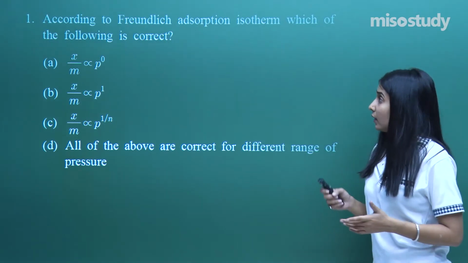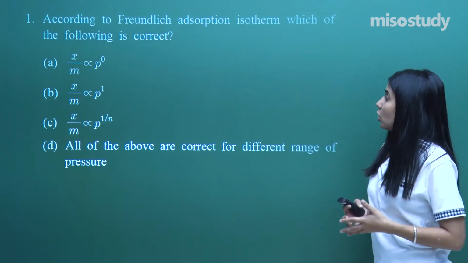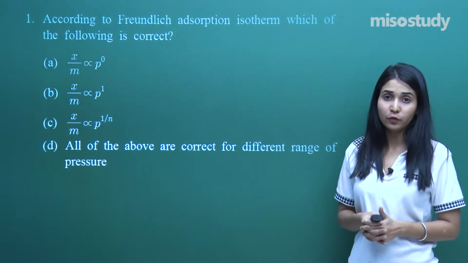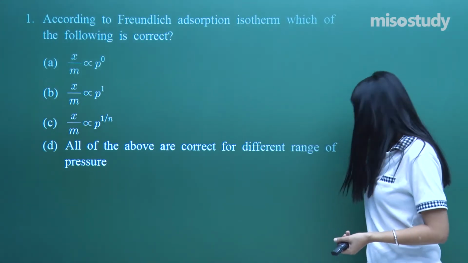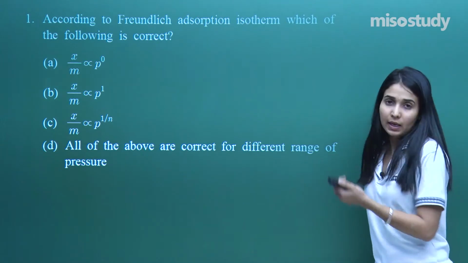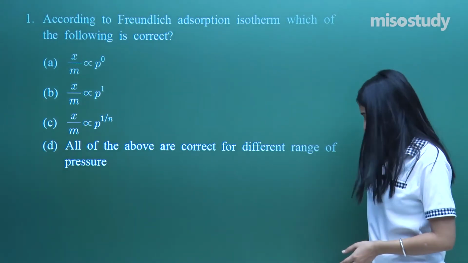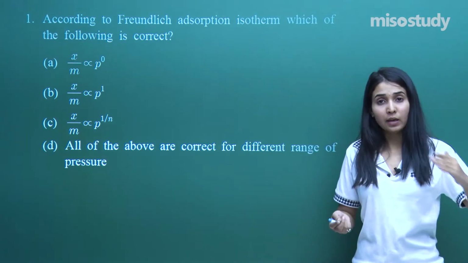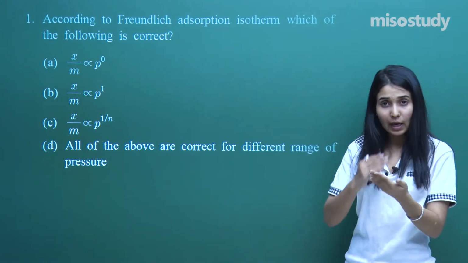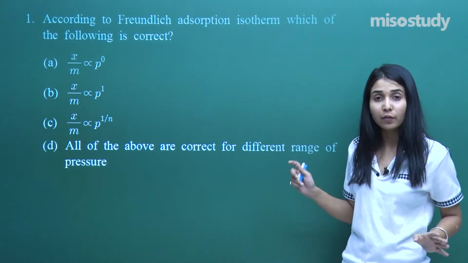It says that according to Freundlich adsorption isotherm, which of the following is correct? Now the first thing that should come to my mind when I say Freundlich adsorption isotherm is that I should have a picture of what the graph used to be like and what the formula used to be, so that I can proceed with what I have to do.